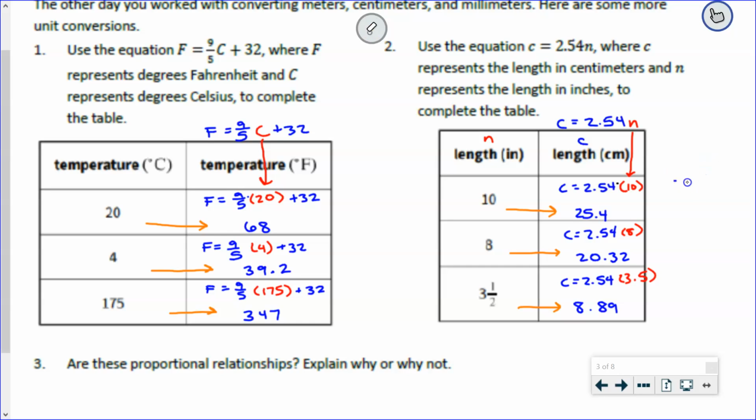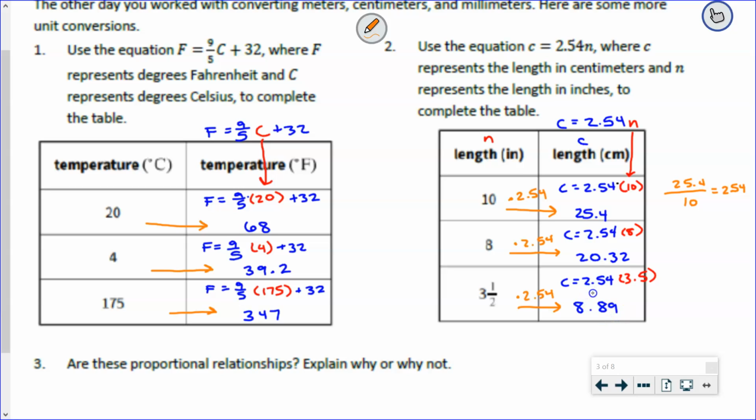25 and 4/10 divided by 10. And what do you get when you go 25 and 4/10 divided by 10? 2.54. No, honestly, since we saw the equation, we're not surprised by that, right? Okay, what's the constant of proportionality here? Is it a constant? Is it still 2.54? Because 8 times 2.54 is 20 and 32 hundredths. And 3.5 times 2.54 is 8.89.